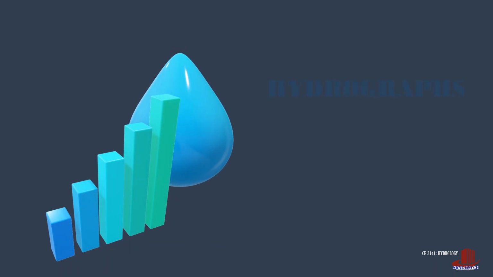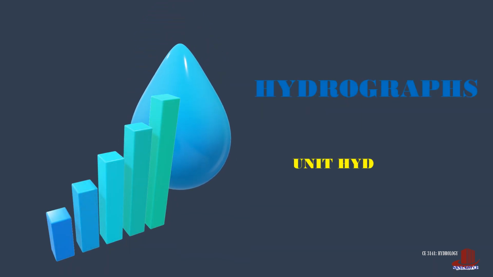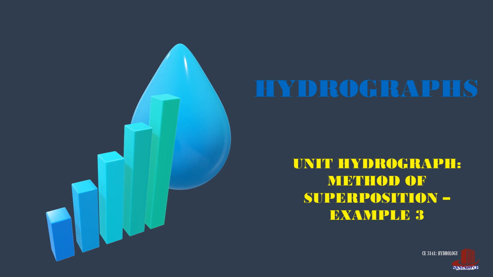The method of superposition takes the summation of individual hydrographs derived from the unit hydrograph. Check this next example here in hydrology.